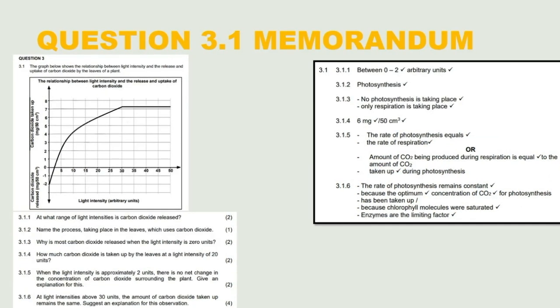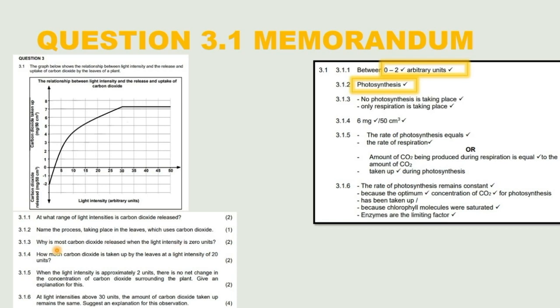So let's have a look at our memorandum of question 3.1. Question 3.1.1 asked, at what range of light intensity is carbon dioxide released? If I just get my laser over here, you will see this area over here. They say anything from 0 to 2 arbitrary units. Then they ask you, name the process taking place in the leaf which uses carbon dioxide. So where it is taken up, that's this section. So that will be photosynthesis.